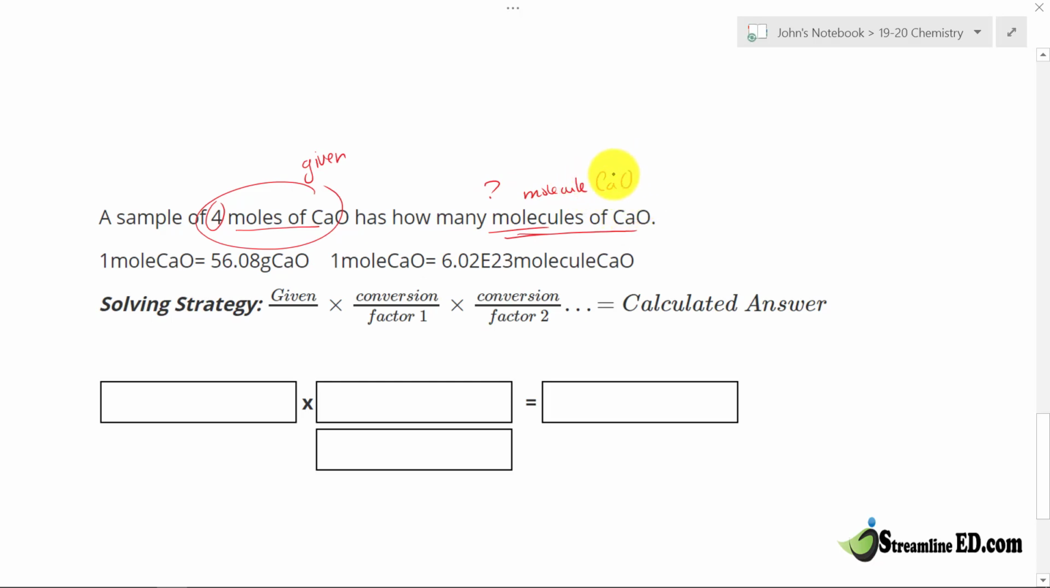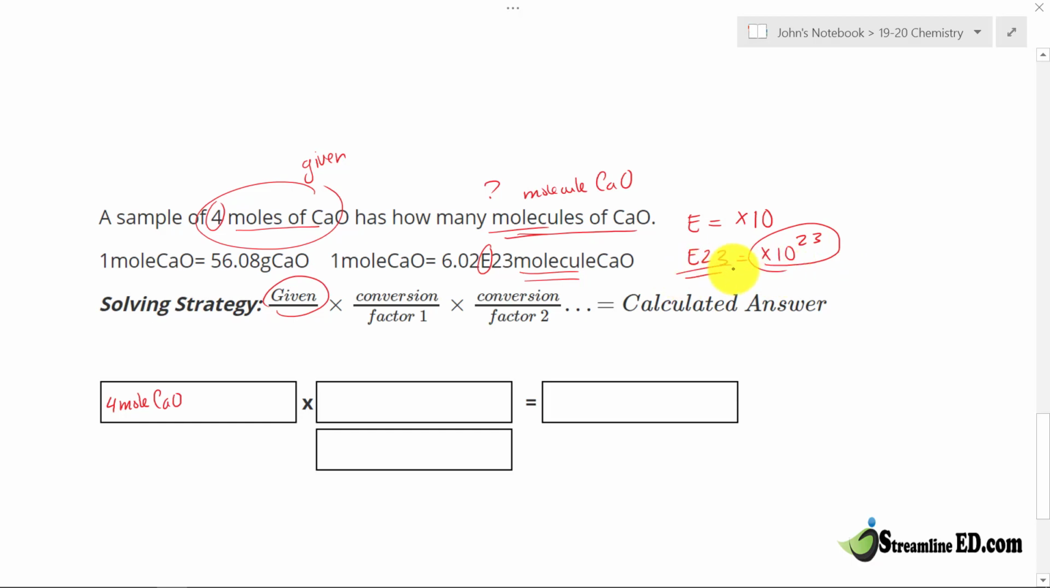And let's look at this. The same strategy, always take our given, well, we have 4 mole of CaO multiplied by the conversion factor. Now, we are not going to multiply by this conversion factor because it doesn't have molecules in it. But if we look at the next one right here, we have molecules. But wait a minute, what does that E represent? The E right there, if we remember correctly, is equal to times 10 to the power of something. In this case, we have E23, that's equal to times 10 to the 23rd power. But we don't want to type all of this out. That's why we use E.